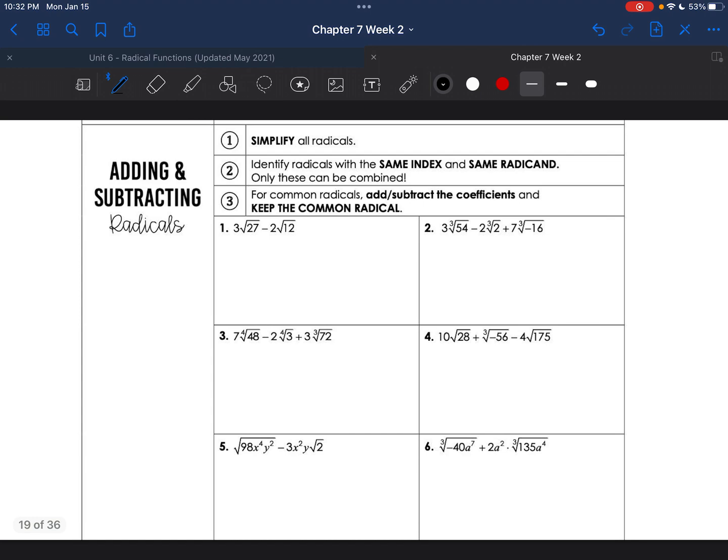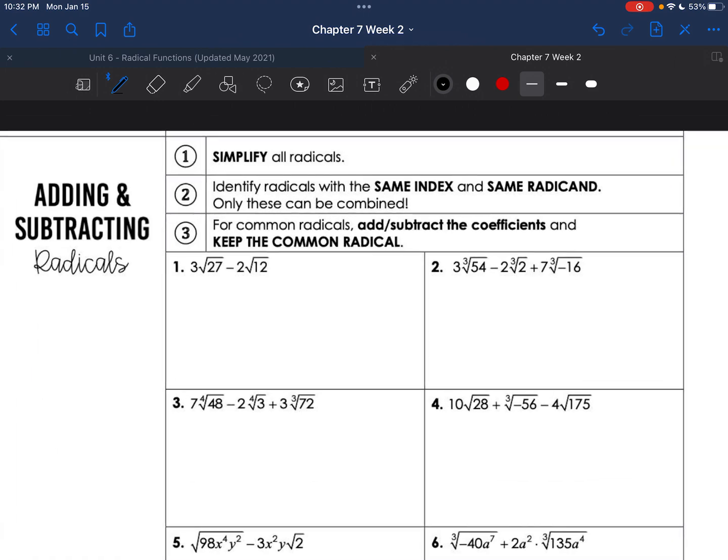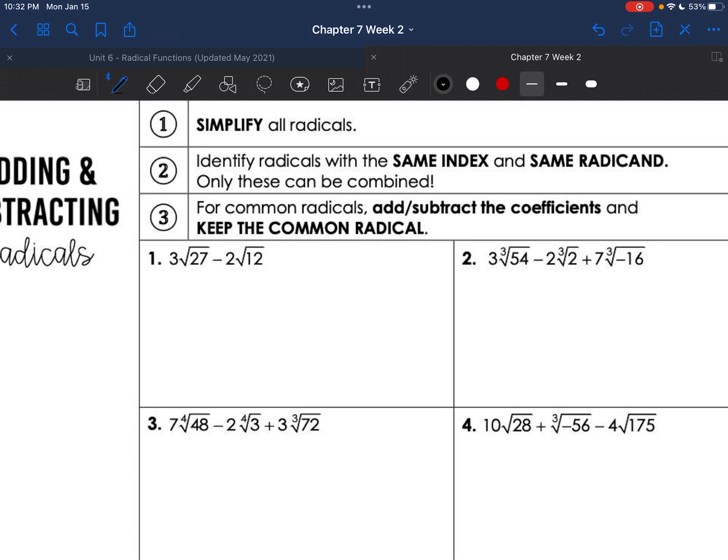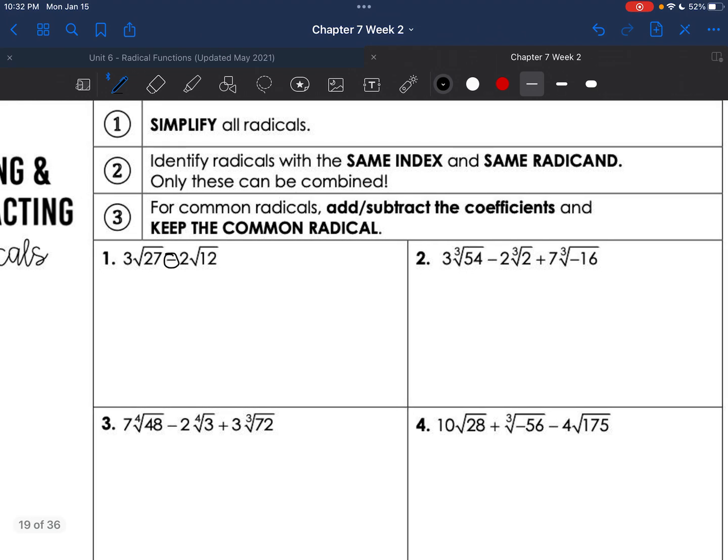So when we were looking at our adding and subtracting worksheet that you've got there, if we were to look at this first one, number 1, we've got the square root of 27 and the square root of 12. So right now, they do not match. We cannot do anything because it is subtraction. But could we make them match?